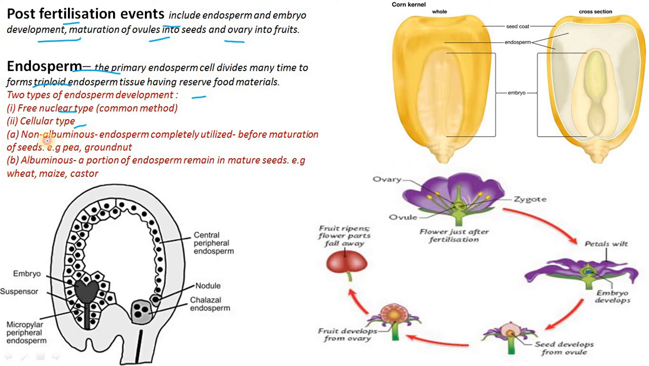into two groups. Non-albuminous: the endosperm is completely utilized before maturation of seeds, example pea and groundnut. Albuminous: a portion of the endosperm remains in the mature seeds, example wheat, maize and castor.